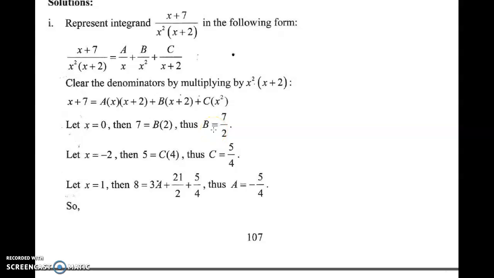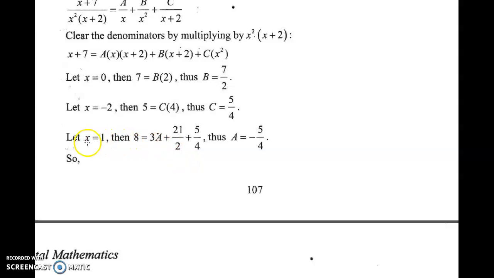And the next step, just substitute B into this and do it all over again. For this one, you already have B, so you only need to figure out the other two, C and A. So try to figure out what value of x will eliminate one of the two. For this one, put x equal to negative 2. We eliminate A, so you'll get C. And after that, just input everything to get A.